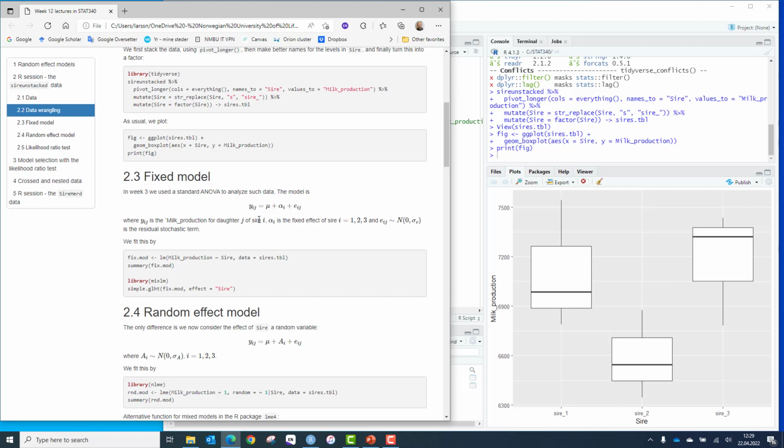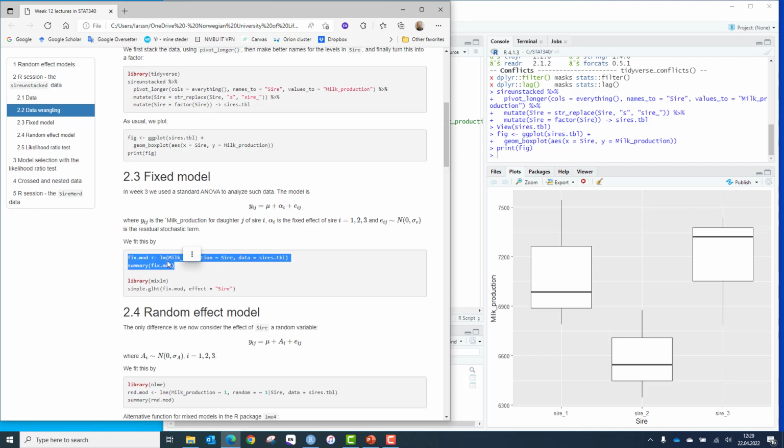But the fixed model first that we mentioned, we could actually do as we did in week 3, fit a fixed model where we say that the effect of sire, called alpha i here, is a fixed effect, so that i, 1, 2, or 3, is the effect of the different sires. And then depending on how we code the parameterization, the default is to use the first sire as a reference, and the 2 others as variation away from the reference. That's the default setting in R. We will stick to that.